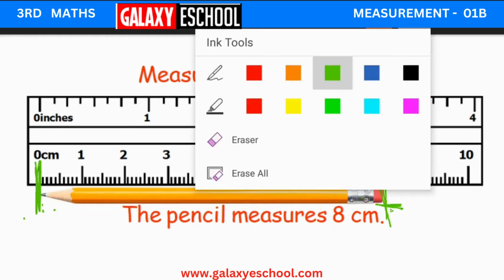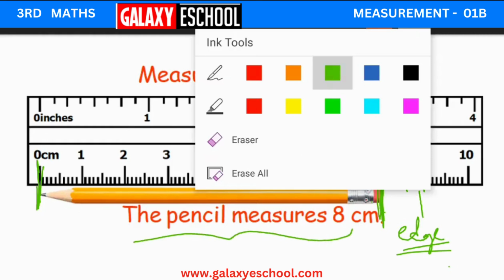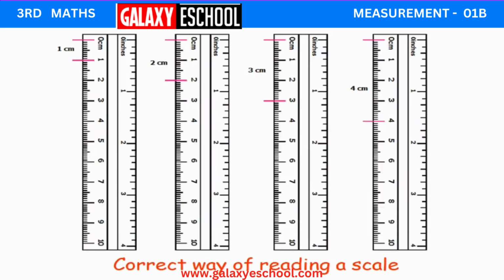Understood, children? What are the steps? How do we measure using a scale? First we have to place the object along the edge of our ruler. Then we have to make sure that one of the end points of the object coincides with the 0 centimeter line. Now what will be the length of the object? The place where our other end point ends will be the length of our object. Here the other end point is ending at 8. So the length of this pencil is 8 centimeters.